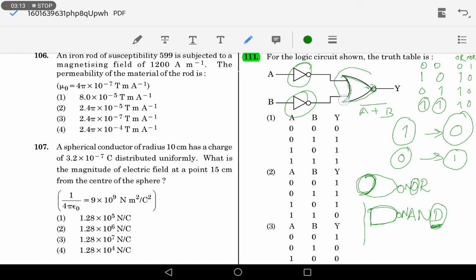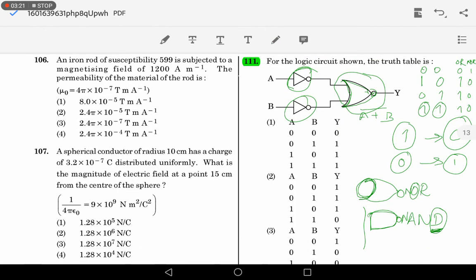But this is not only about the NOR gate; there are two NOT gates and one NOR gate. In order to show this, let's take numerical examples. When A is 0 and B is 0, after passing through the NOT gates it becomes 1 and 1. So for the OR gate, 1 1 will give 1. Since it is a NOR gate it will give 0. So for 0 0 the answer is 0.